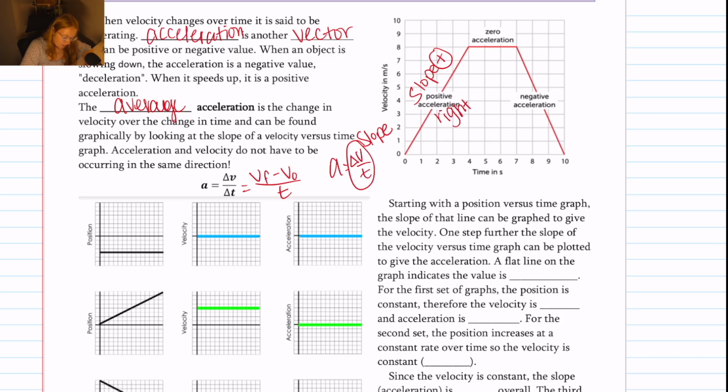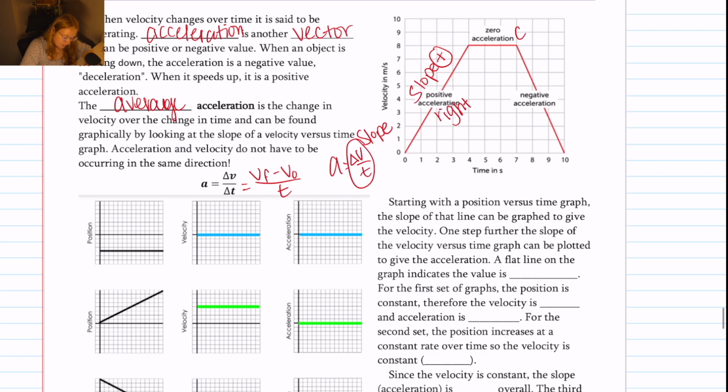Then at the top, we have a flat velocity, and I like to think of this as cruise control. We're going the same speed the whole time. We're not speeding up, we're not slowing down. So that would be like putting cruise control on your car. The slope is 0 here, which means your acceleration is 0.